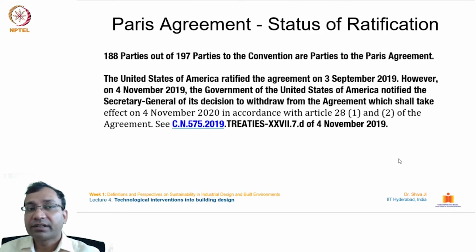Paris Agreement's status of ratification: 188 parties out of 197 parties to the convention are parties to the Paris Agreement. The United States of America ratified the agreement on 3rd September 2019. However, on 4th November 2019, the government of the United States of America notified the Secretary General of its decision to withdraw from the agreement, which shall take effect on 4th November 2020, in accordance with Article 28(1) and (2) of the agreement.